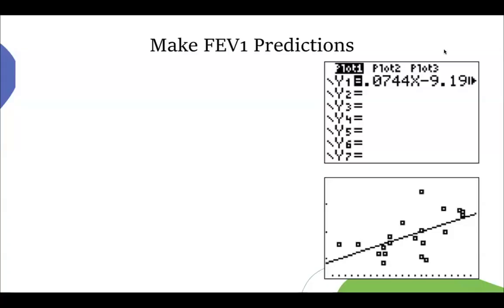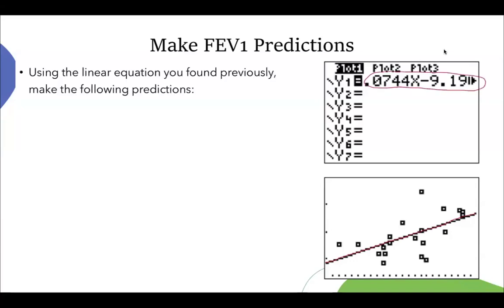Okay, so there's the graph of our line. Here's the equation of our line entered in the calculator. And now we're going to make a couple of predictions. These are ways in which we can use our line to answer questions and make predictions for values that are not part of the sample.